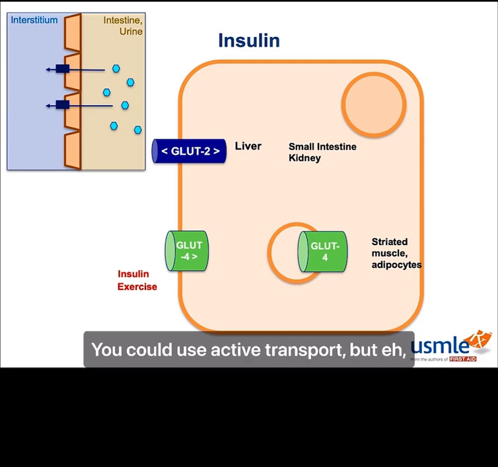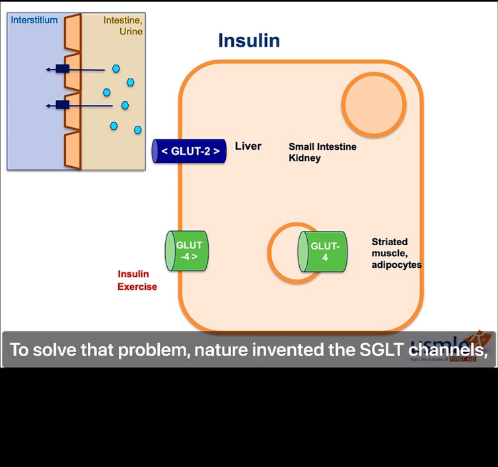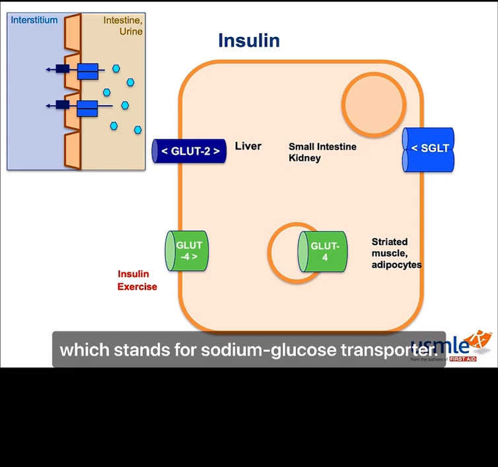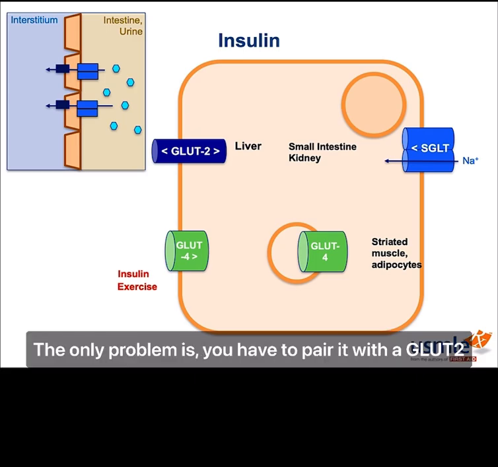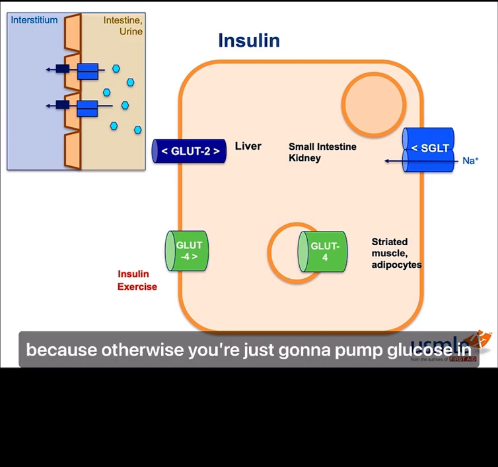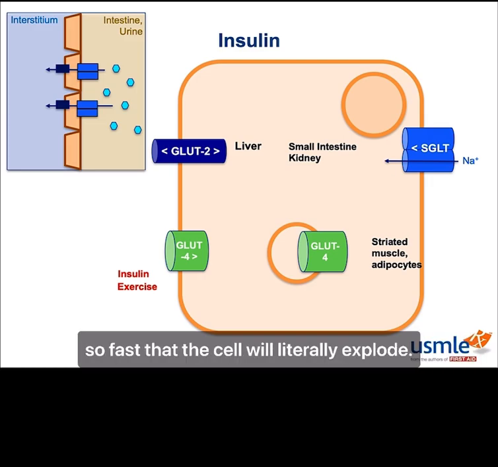You could use active transport, but why spend energy to gain energy, right? To solve that problem, nature invented the SGLT channels, which stands for sodium glucose transporter. In a genius move, the cells harness the power of the extracellular sodium gradient to drive glucose into the cell along with a sodium molecule. Pretty slick. The only problem is, you have to pair it with a GLUT2 on the opposite side to help glucose escape the cell, because otherwise you're just going to pump glucose in so fast that the cell will literally explode.